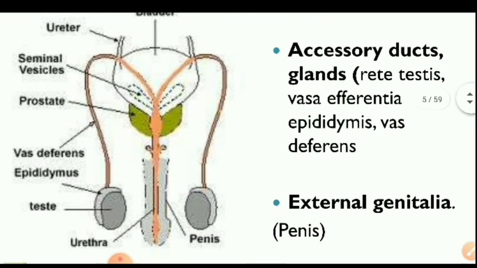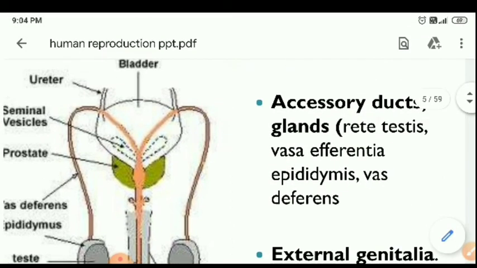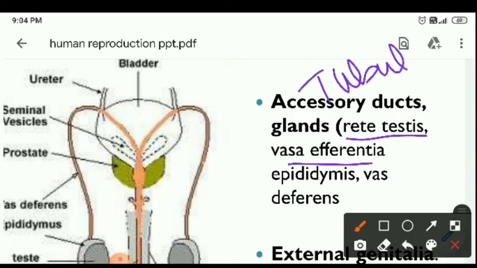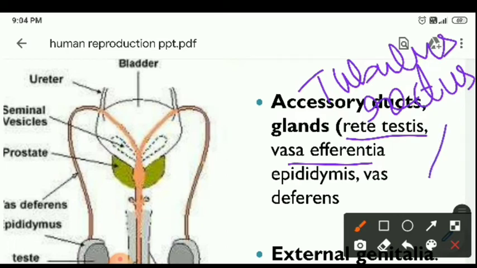Next, after the pair of testes, is the accessory duct. So this diagram is what we learn from. It's a pair of testes. And what are the accessory ducts? You should know the sequence of the accessory ducts of the male reproductive system: tubulus rectus, then rete testis, then vasa efferentia, and epididymis and vas deferens.